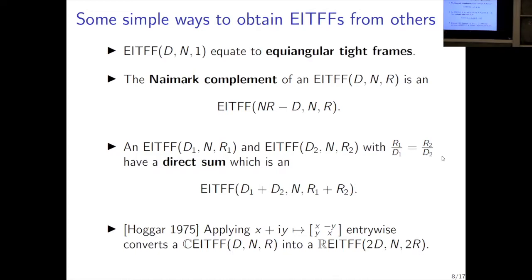But if you gave me one of these objects, an equi-isoclinic type fusion frame, whether R was 1 or not, it has something called the Naimark complement, where this is the thing where you take S and you change it to minus S. You have the same number of subspaces, and the subspaces have the same dimension, but the ambient space is actually changed. Another thing that you can do, sort of a generalization of a tensor product trick, is that you can direct sum two EITFFs, but they do need to have the same proportion of dimension of subspace to the dimension of the entire space in order to actually do that.